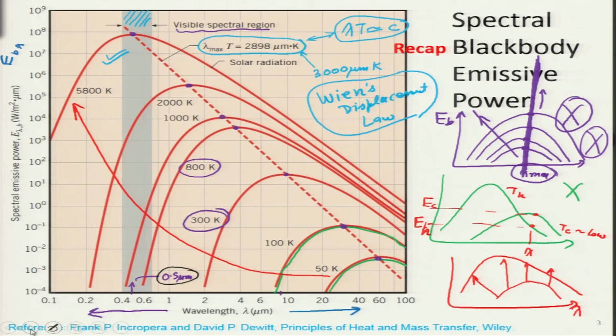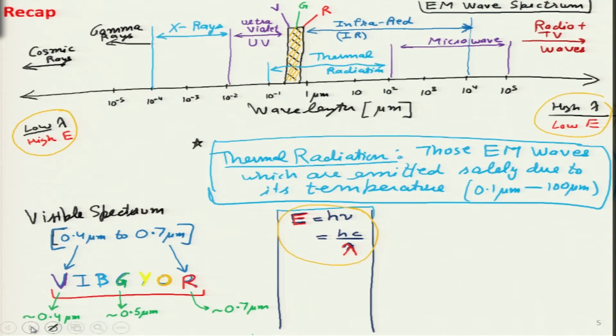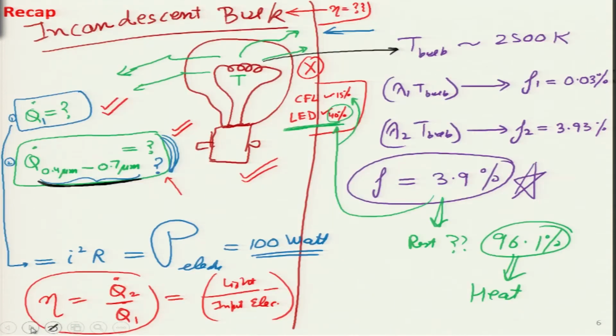Let us first look at the recap of what we did last time. This is the spectral black body emissive power. I will come back to this in a little moment. Then we looked at the black body function as well. This is the electromagnetic wave spectrum. Last time we looked at whether there is a way we can figure out the fraction of radiation emitted by a black body in a particular wavelength band.